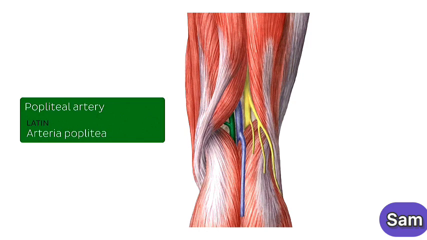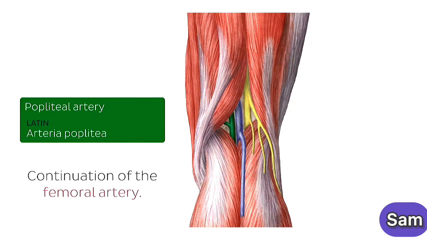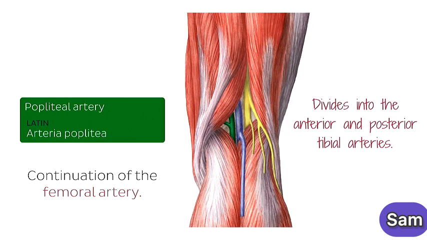Now, this blood vessel is the continuation of the femoral artery, which is the main arterial blood supplier of your leg. It runs from the adductor hiatus until the lower margin of the popliteal muscle, where it divides into the anterior and posterior tibial arteries. During its course, the popliteal artery gives off several branches that will be covered on the next slides.